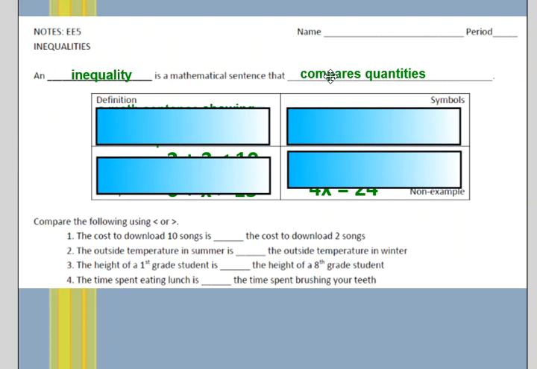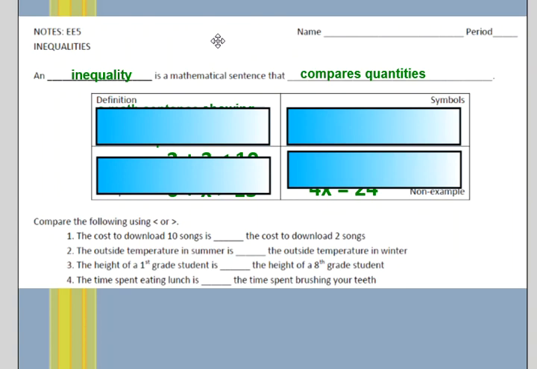All right, you should have your notes out in front of you, pen or pencil to write with. Make sure your name's in the top corner and what period you're in. But we're going to talk about inequalities. We're going to lay the foundation for what they are, how we use them, and how we solve them. So make sure you're set up and ready to go.